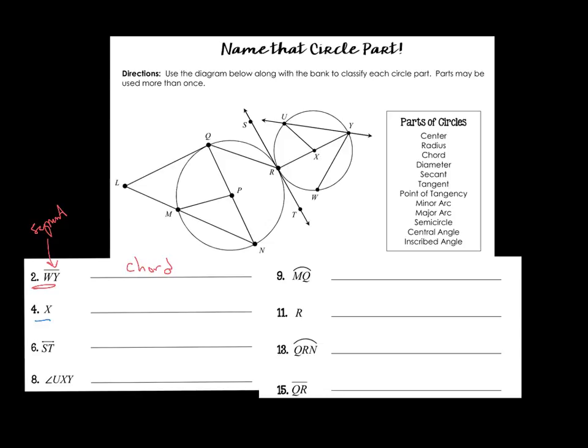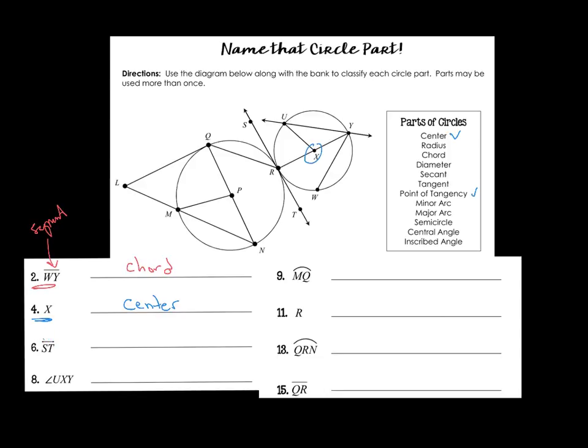Okay, moving right along, I see that number 4 is just a point. And the only thing that could really be is it could be a point of tangency, or it could be the center. I go find X, and it looks like the center, so that's what we have. Center.